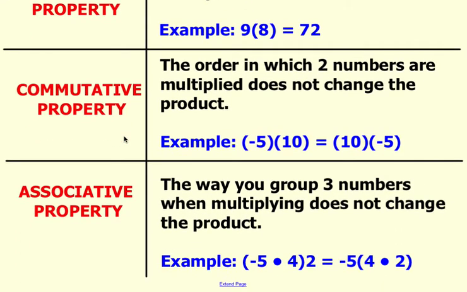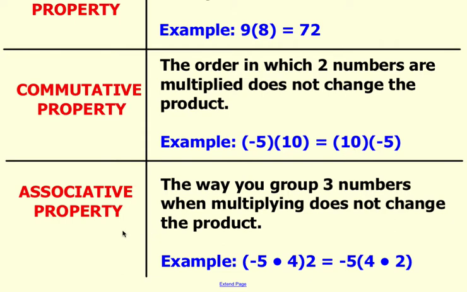The commutative property states that the order in which two numbers are multiplied does not change the product. So for example, we are multiplying negative 5 and 10. It doesn't matter if I switch around the order and write 10 times negative 5. Either way, both of these products will be negative 50.